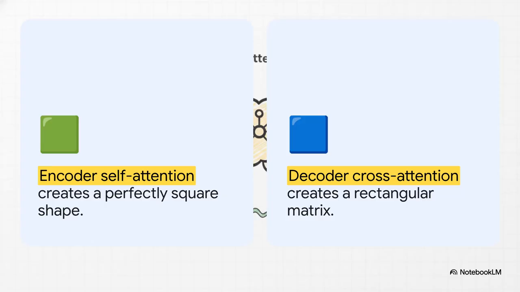Now, what's really interesting about this is the physical shape of the matrices. The repository generates an image file to compare them side by side. The encoder self-attention creates a perfect square. And why is that? Because the input sequence is attending to itself, so the axes are exactly the same length. But the decoder cross-attention is rectangular. Because it's comparing two different things, the lengths of the input and output sequences can be entirely different. The developer notes that this visual shape makes the structural difference between the two mechanisms immediately obvious.